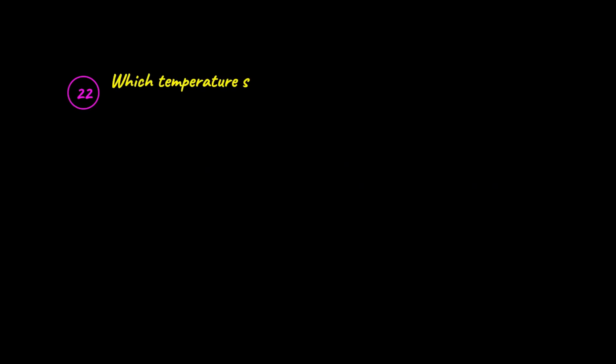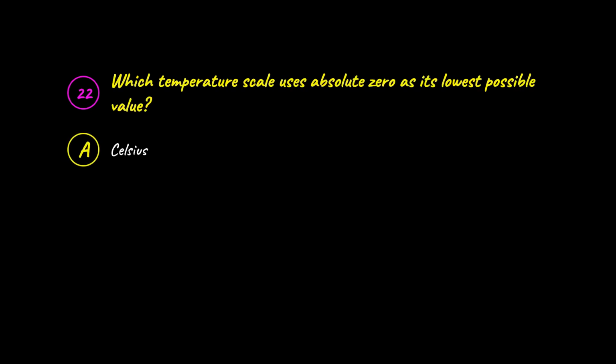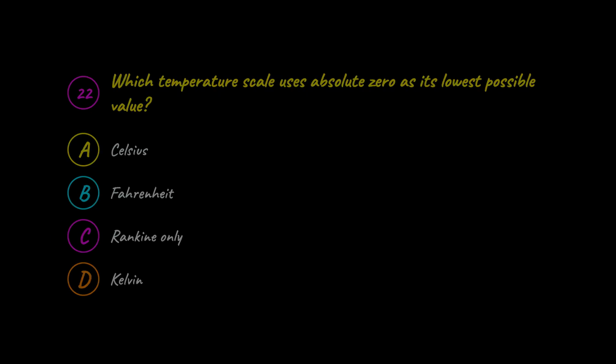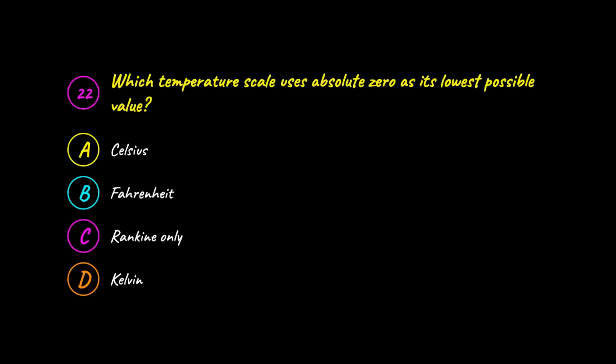Question 22. Which temperature scale uses absolute zero as its lowest possible value? Your options are A. Celsius, B. Fahrenheit, C. Rankine only, D. Kelvin. Which would you go with? Lock it in before the reveal.